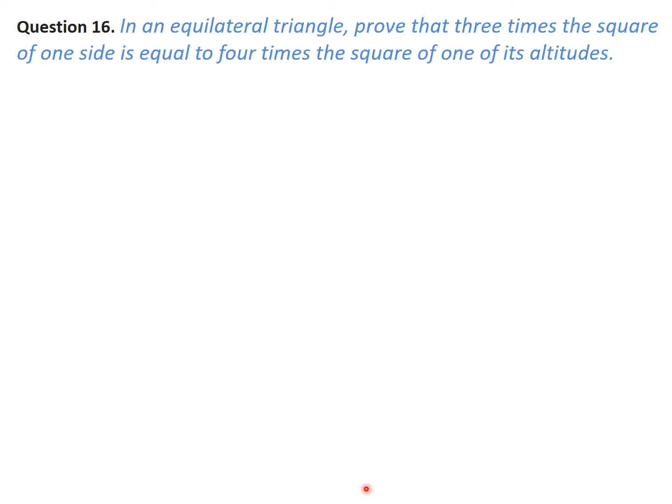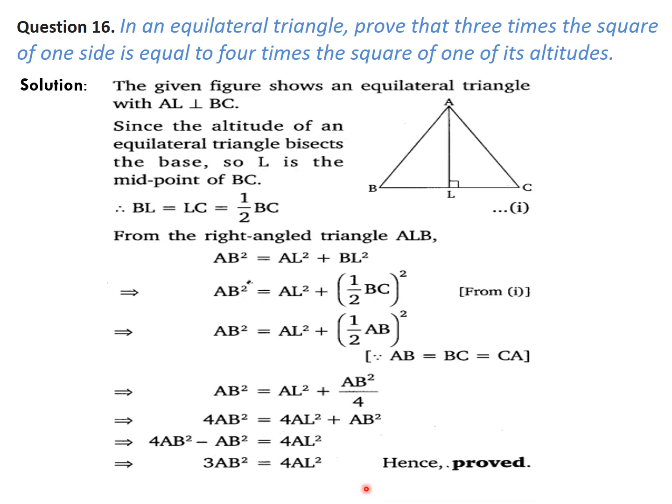Next question. In an equilateral triangle, prove that 3 times the square of one side is equal to 4 times the square of one of its altitudes or heights. In the figure, we can see that ABC is an equilateral triangle. We have to prove that the square of one side, just take any one side, say AB or BC, its square will be 4 times the square of its altitude. So AL is the altitude here. So we have to prove that 3 times AB square is equal to 4 times AL square. This is what we have to prove.